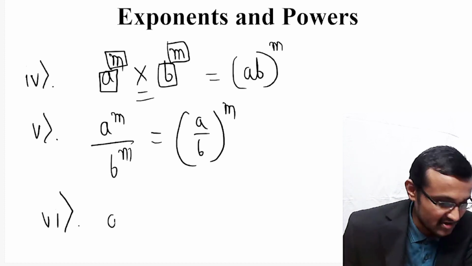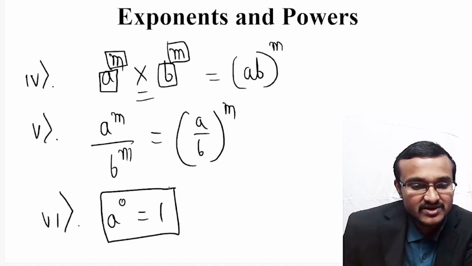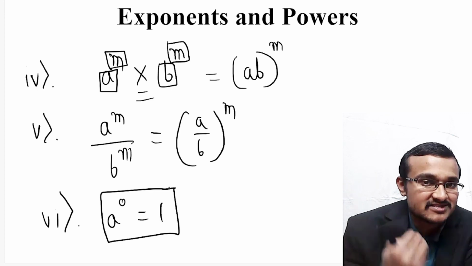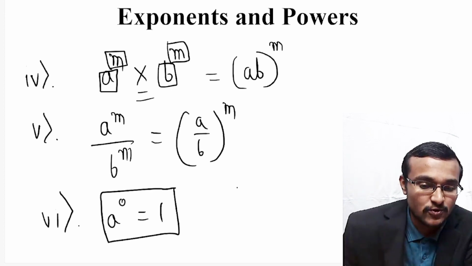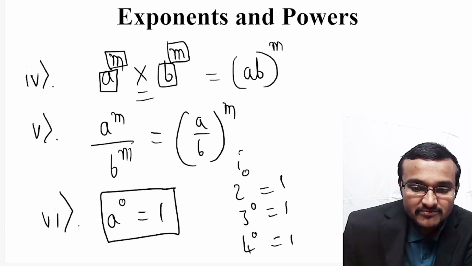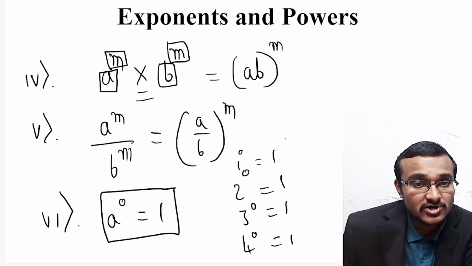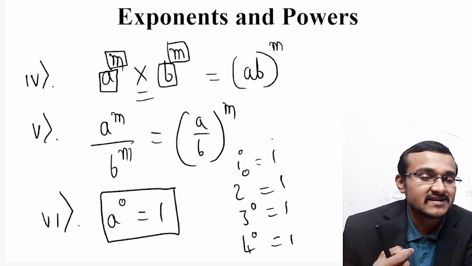Coming to the sixth law, a power 0 is equal to 1. Always remember, anything to the power 0 will always be equal to 1. If you take 2 power 0, it will be 1. 3 power 0 will also be 1. 4 power 0 will also be 1. 1 power 0 is also equal to 1. So anything power 0 will always be equal to 1.